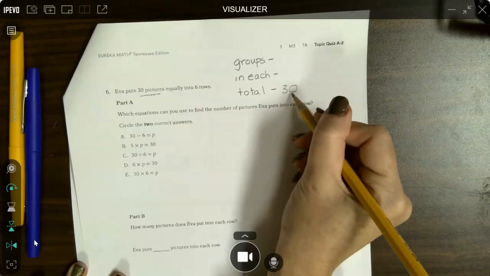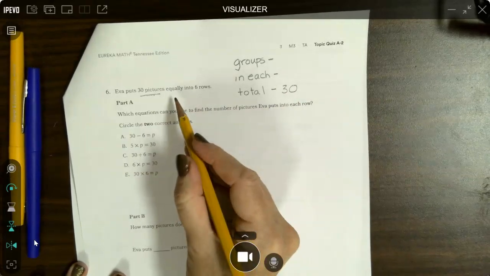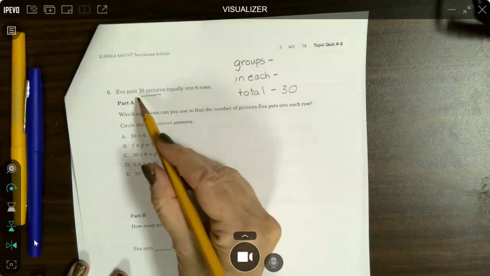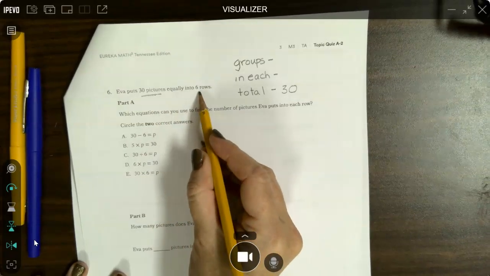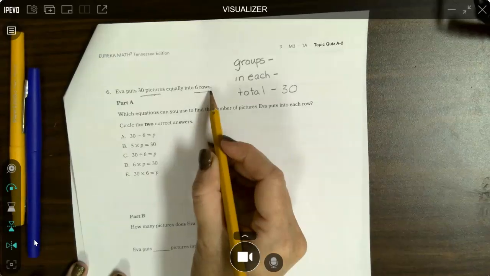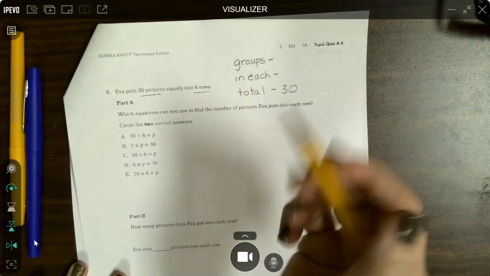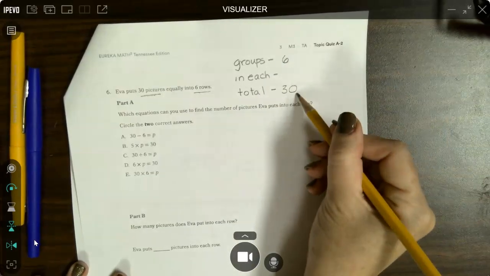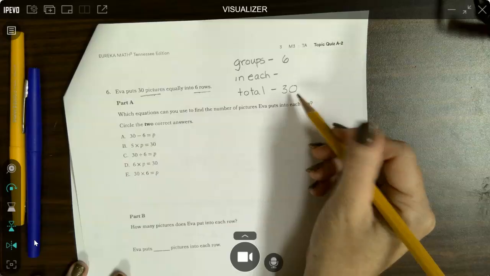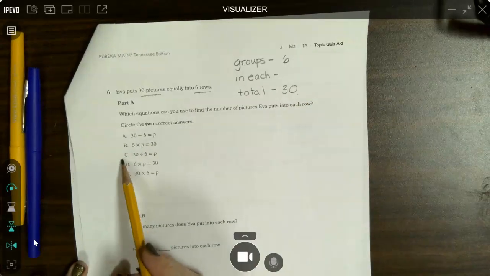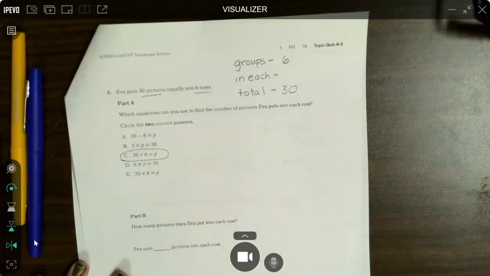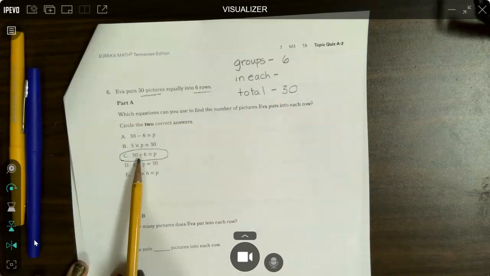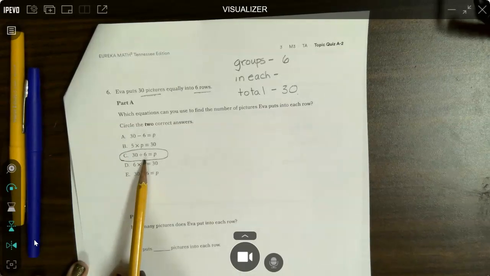I am dividing. It says she is equally putting them into 6 rows. Rows represent a way to group. I have 6 groups. The total amount is 30. Division always starts with the total. So I am looking for a division problem that has 30 things divided into 6 groups.